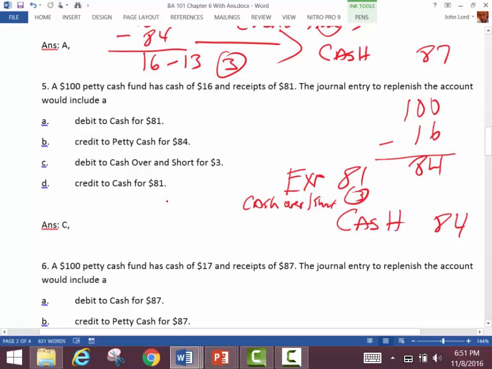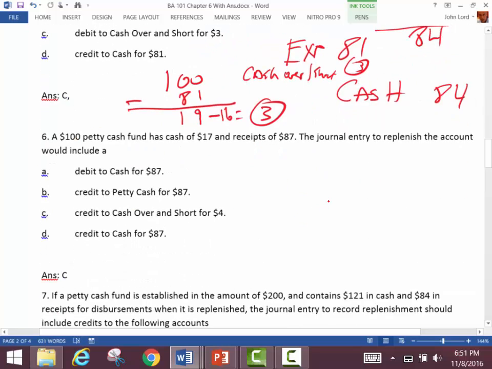Okay. Verify. $100 minus 81 means that I should have been left with 19, right? And I'm left with 16, so I have that $3, right? Okay. Okay, good.